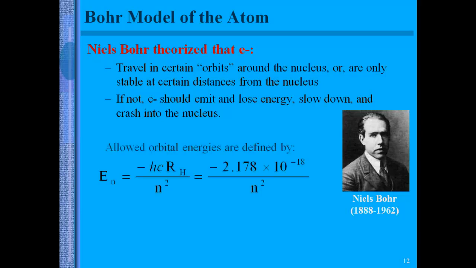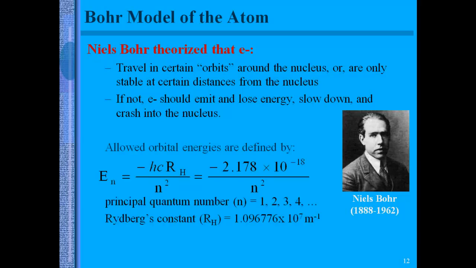We can figure out the orbital energies with this equation. We've got the principal quantum numbers, which is the main energy levels, 1, 2, 3, 4, and Rydberg's constant, which is given to you there. Now, the 2.178 times 10 to the negative 18th, that's just Planck's constant times the speed of light times Rydberg's constant. Since they're all constants, you can multiply them together and get this 2.178 times 10 to the negative 18th.